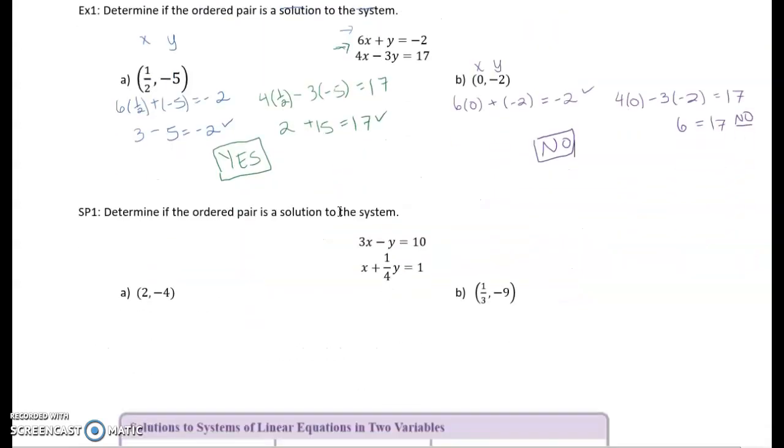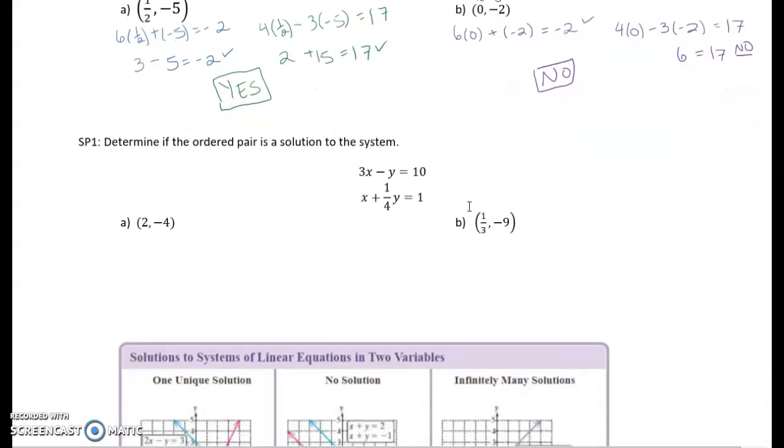For skills practice or student practice 1, it's the same idea. There's 2 different points. You want to plug them in for each equation and see if it works for both. You're welcome to pause the video and try those, and then I'll give you the answers. Alright, for the first one, the answer should be yes. That point should work for both equations here. And the second one, the answer should be no. Again, if it doesn't work for both, the answer is no.